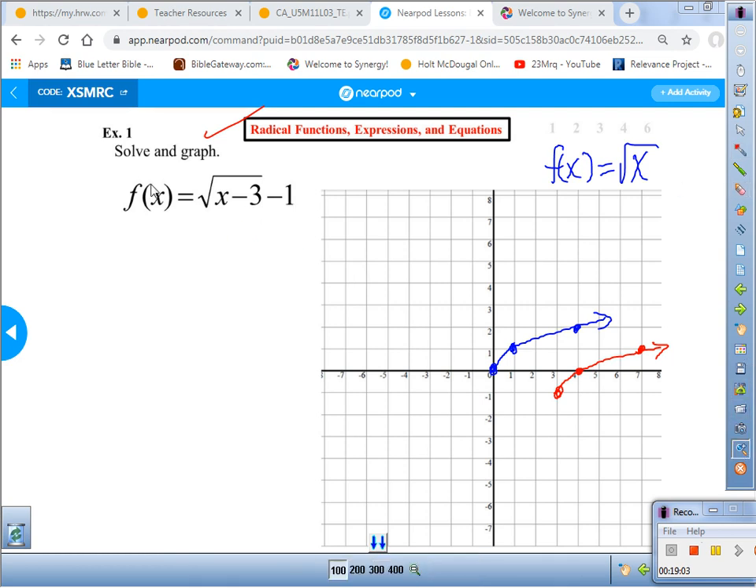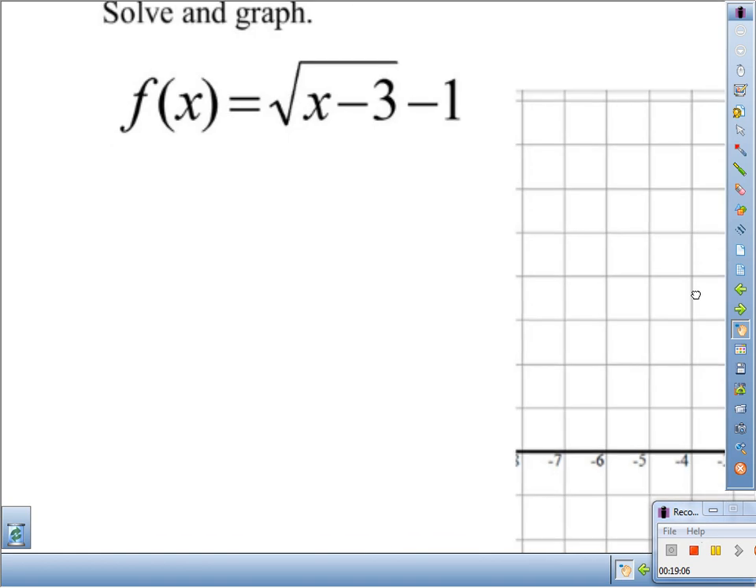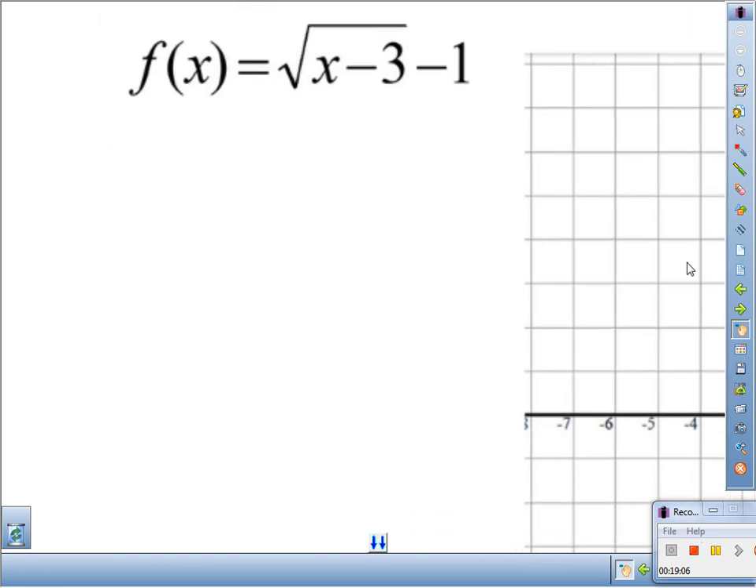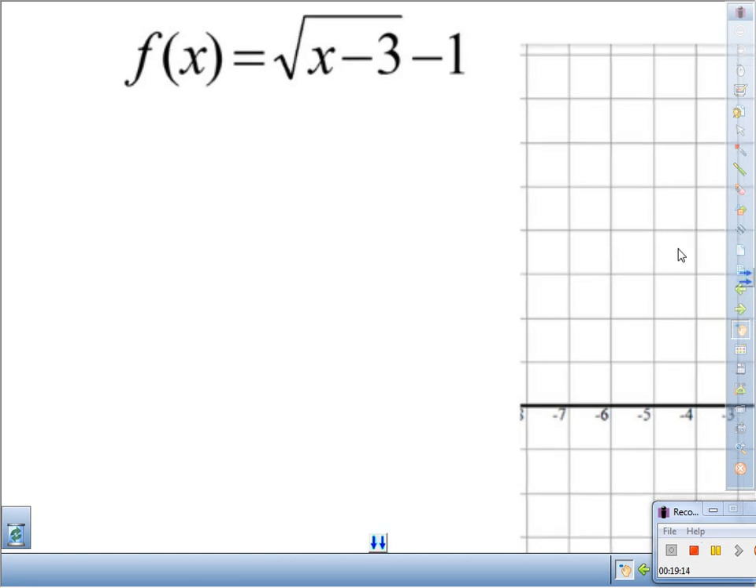All right, let me zoom in. Writing utensils down, look up to the screen. I'm going to go over this one completely, and then I'll give you one for you to do the solving portion. Okay, here we go. Writing utensils down, look up to the screen.